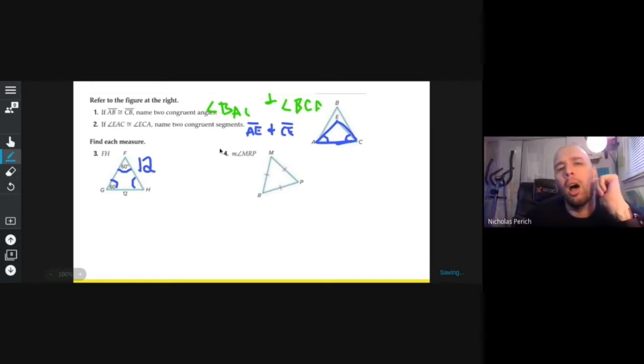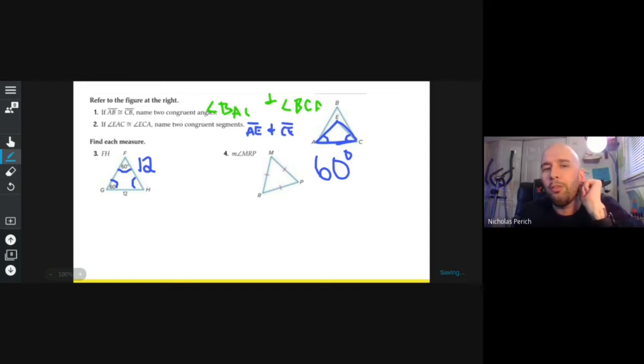4 is asking, what's the measure of angle MRP? Pretty easy. Tell me what it is. 60 degrees, says Lily. Oh my goodness. Someone call the fire department because Lily's on fire today with her numbers. These 3 angles are the same. And so if those 3 angles are the same, then these 3 sides are the same, which means these 3 angles are the same. And if all 3 angles are the same, they have to be 60s each.